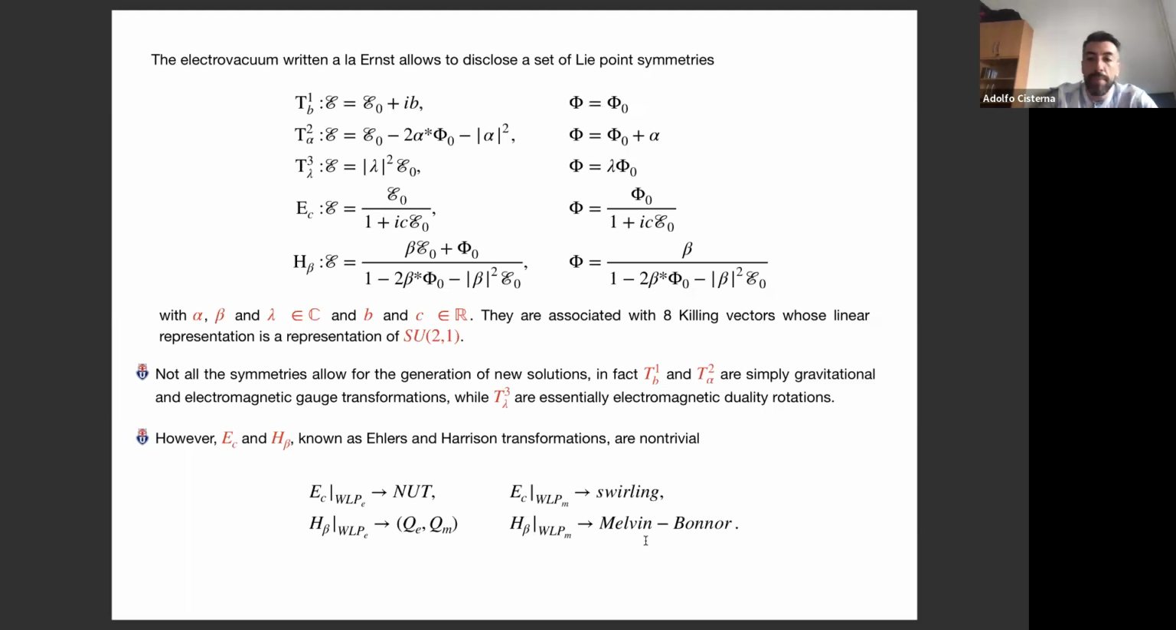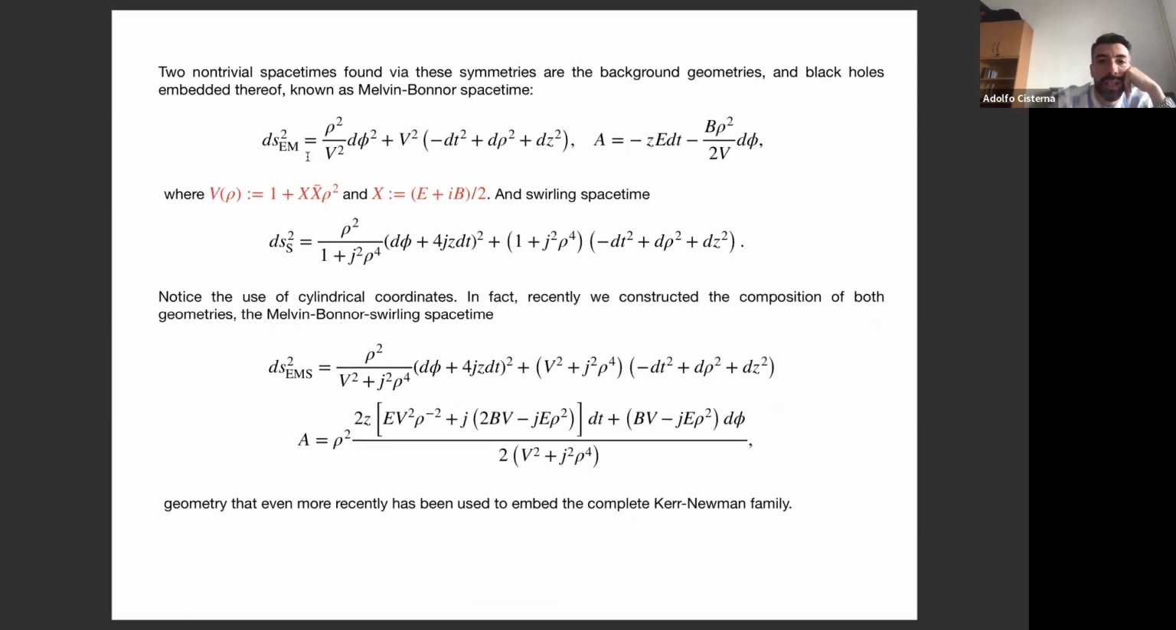So all sorts of Melvin-Bonner spacetimes with any sort of black hole on top, swirling and combinations thereof, they are found by using this transformation. So for example, one of them is the electromagnetic background. In cylindrical coordinates, you can write the Melvin spacetime with a background electromagnetic field. It has this form.